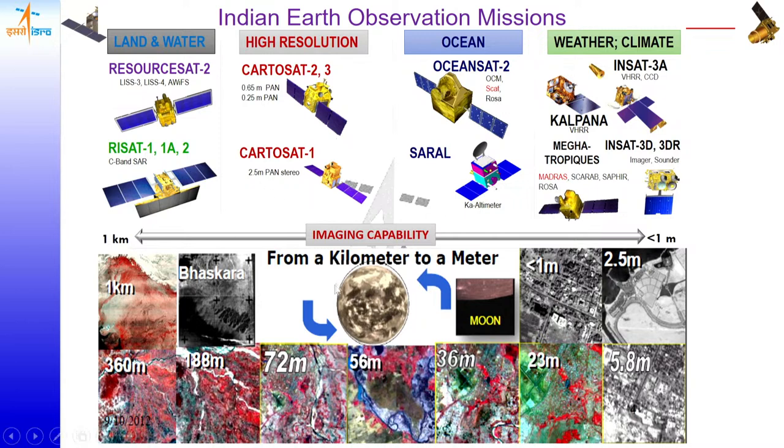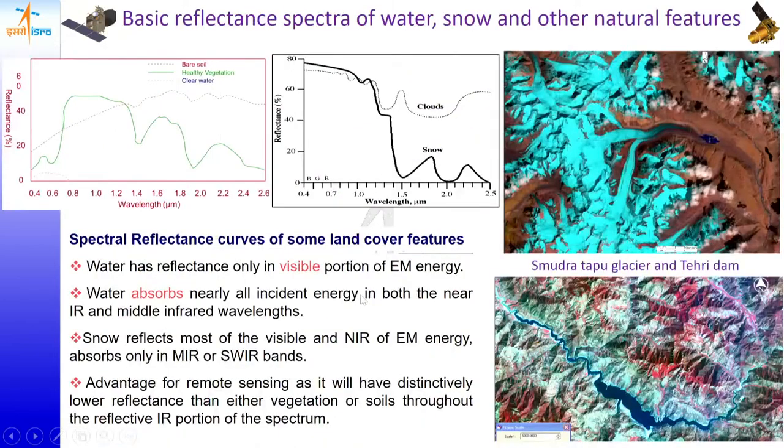So using these data sets, we can resolve some of the water related issues. And coming back to the spectral characteristics, the water in the liquid form will absorb most of the incoming electromagnetic waves, as seen in case of the Tehri Dam, what you see here. And in case of the snow, the solid form, it will be reflecting more.